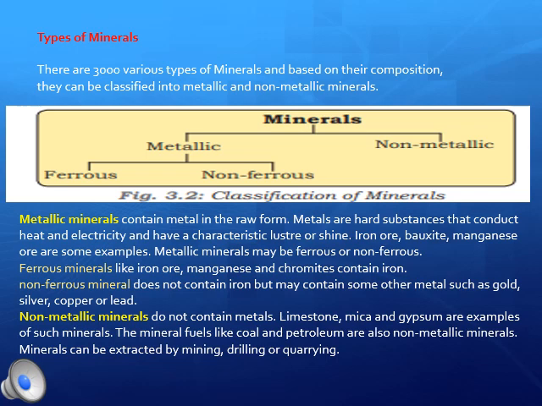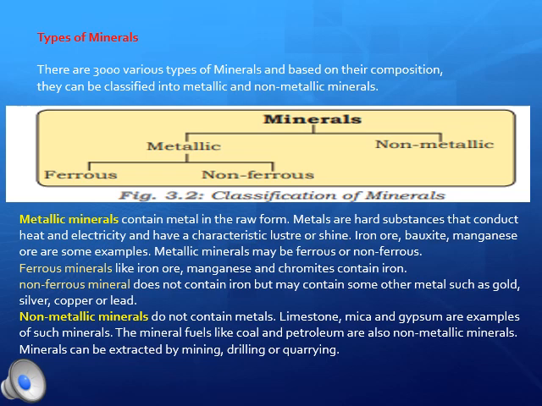So let's discuss what metallic minerals are. Metallic minerals are the minerals that contain metals in them, that too in a raw form. These metallic minerals are again classified into two, that is ferrous and non-ferrous. Ferrous minerals contain iron in them, and most of the iron and steel industries and the heavy industries depend on these minerals.